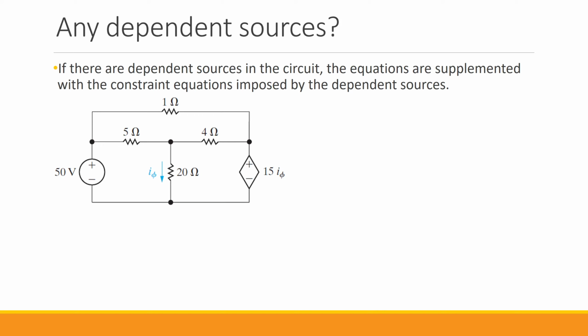So we saw those basic examples. Now what happens if there are dependent sources in the circuit? The answer is that we use the same analogy as before, but we supplement those equations with the constraints that are imposed by the dependent sources. Let's take a look at this circuit. This one has 3 meshes. We consider this one mesh 1 with current I1, this one is I2, and this one I considered I3.